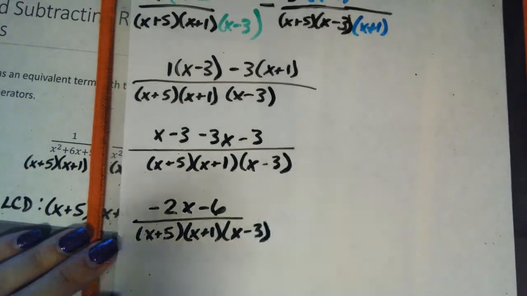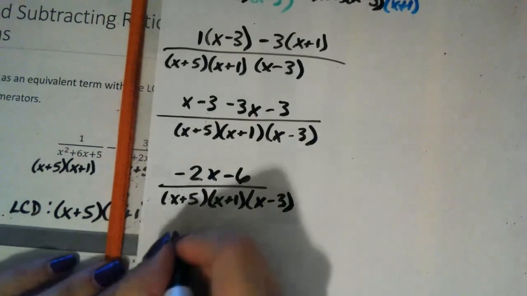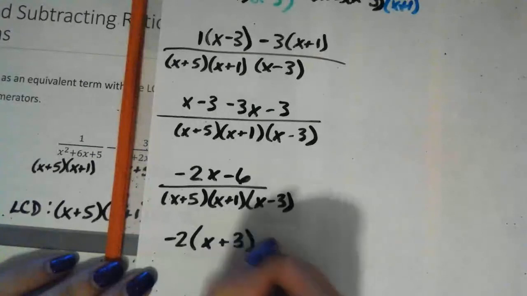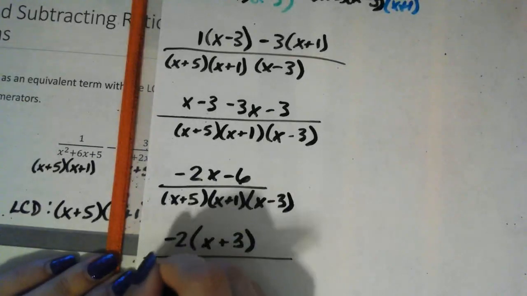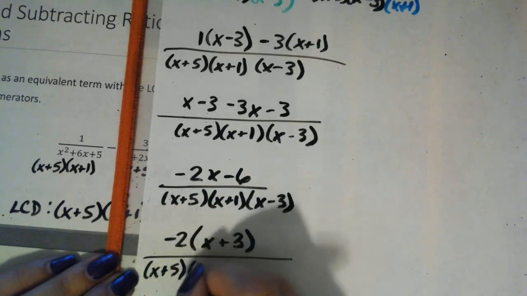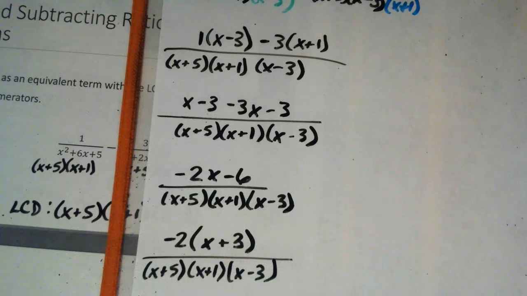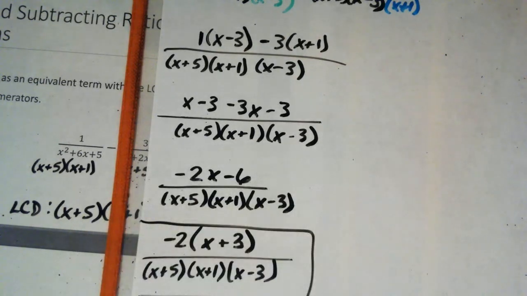In the numerator, it looks like I can factor out a negative 2. That'd give me negative 2 times (x plus 3), because we factor out the negative. My denominator is (x plus 5)(x plus 1)(x minus 3). I don't have anything in common. This one's a plus 3, this one's a minus 3. I can't divide those out. This is my final answer.